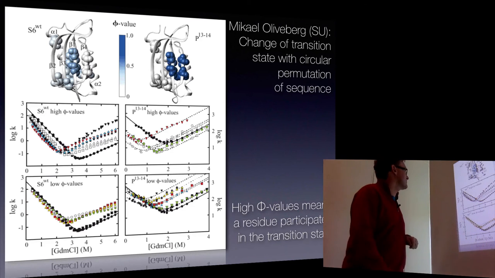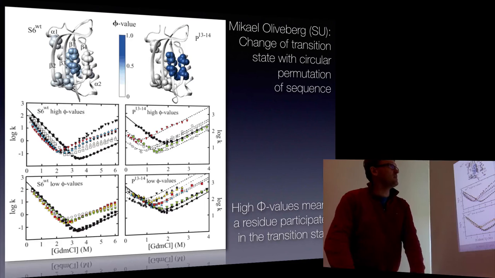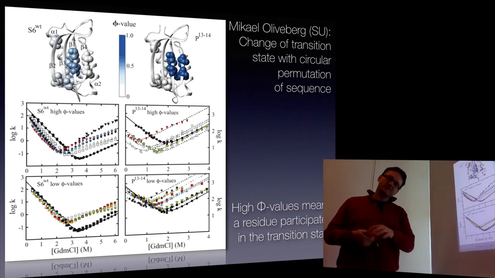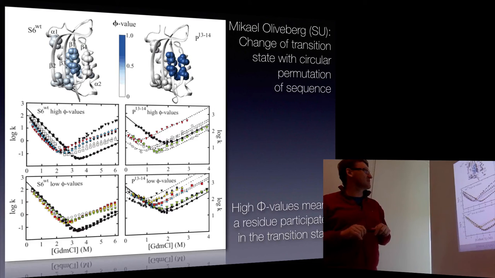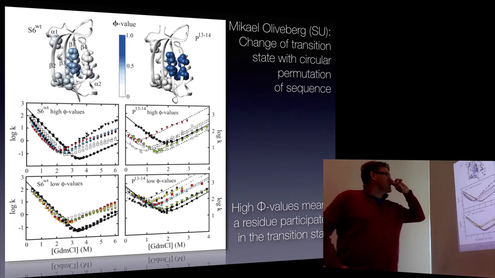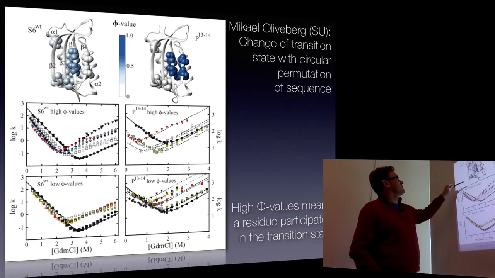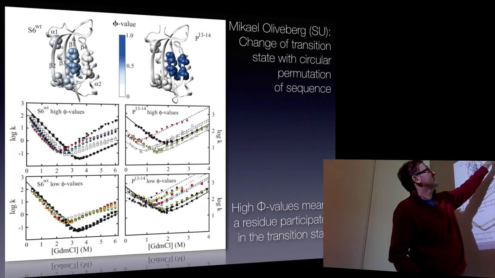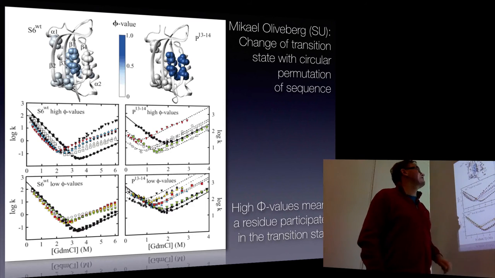Mikael Oliveberg, some of you have taken courses with him. They work on protein misfolding. And Mikael is very interested in what it is that causes proteins to fold or misfold, and the amount of charges on the surface. I'm not going to have time to go into details of his work. But what they have done is taken these simple proteins and started doing phi-value analysis. And in some cases, you find really beautiful folding nuclei. So blue here means that the phi value is virtually one.